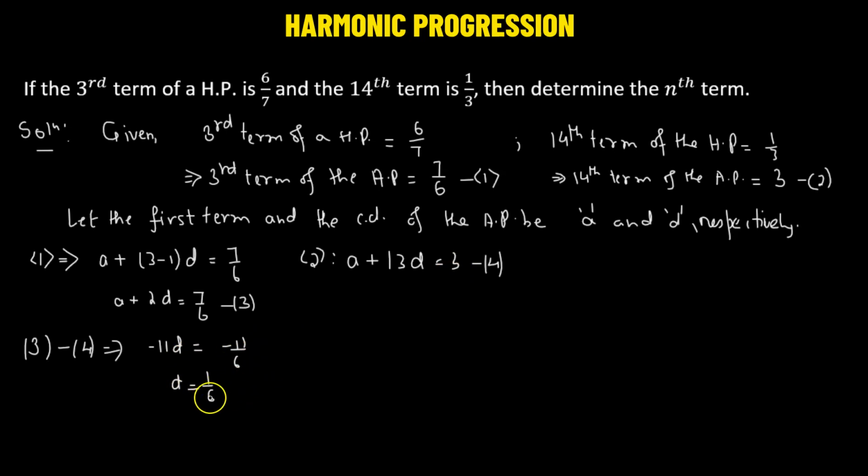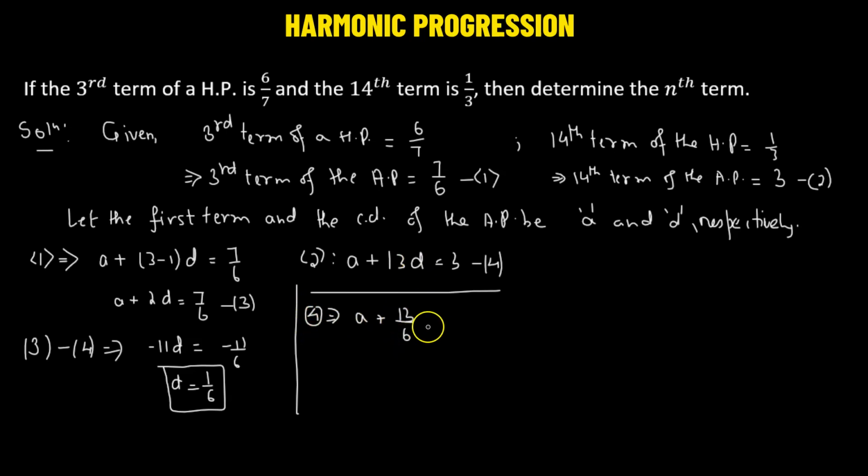Now that we have the value of the common difference D, we can find the first term as well. Let's use equation number 4. We have A plus 13D, so 13D becomes 13/6, equals 3. So A equals 3 minus 13/6. We have 18 minus 13, that's 5, so we have 5/6. That's the first term.